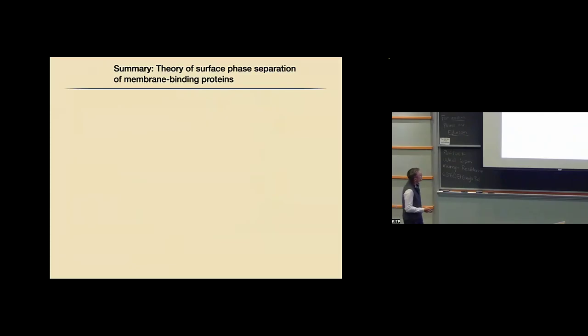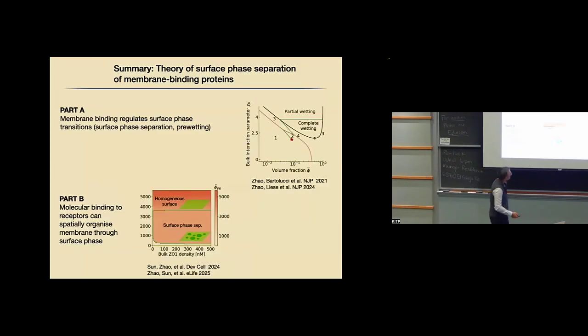Good, let me quickly summarize. I have 2 points to make. I showed you a more theoretical perspective, that pre-wetting and surface phase separation are generically coupled. And then I showed you that this theory, at least when you add maybe more components on the membrane, can also quantitatively describe in vitro reconstituted systems relevant for the tight junction.